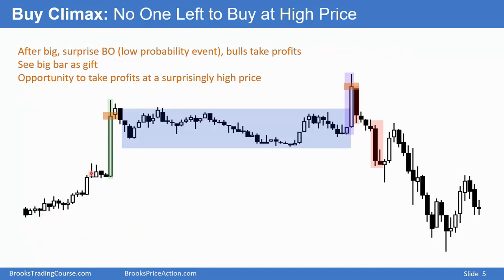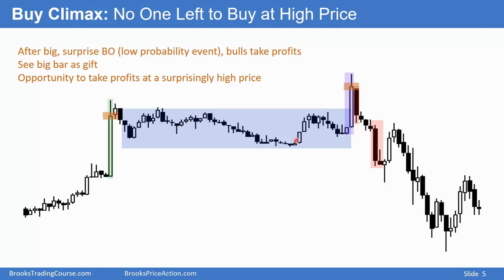We have a bull trend, a weak bull trend, and then we have an exceptionally strong bull bar. It's a surprise bar. Nobody was expecting that, and therefore it's a low probability event. A lot of bulls will see this as an exceptional gift, a surprise gift, and they'll use it to take profits. If they take profits, they're not looking to buy again on the next bar. They'll usually wait 5 or 10 bars to see if the bears will get a reversal.